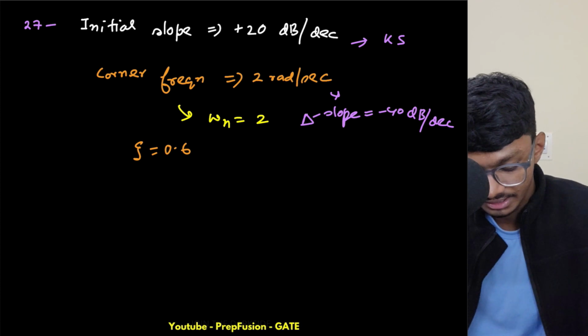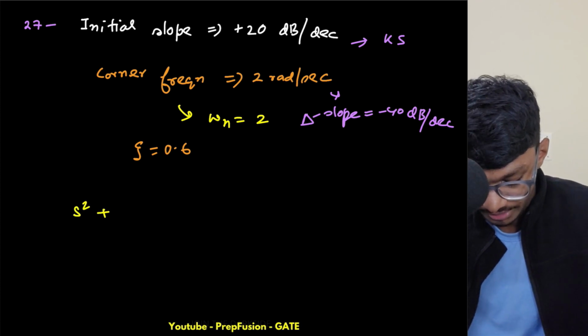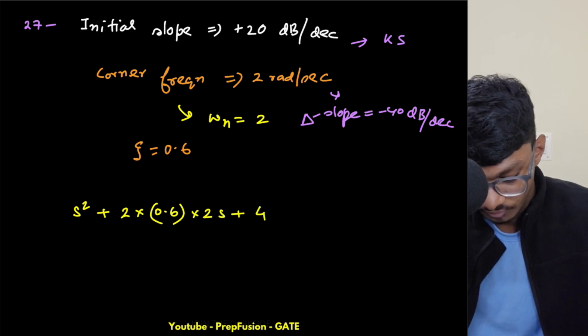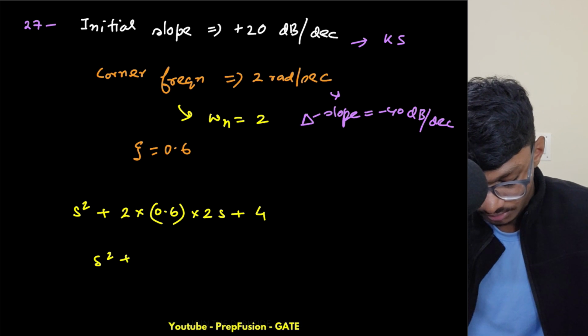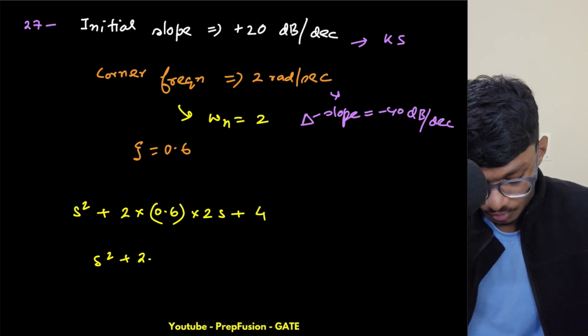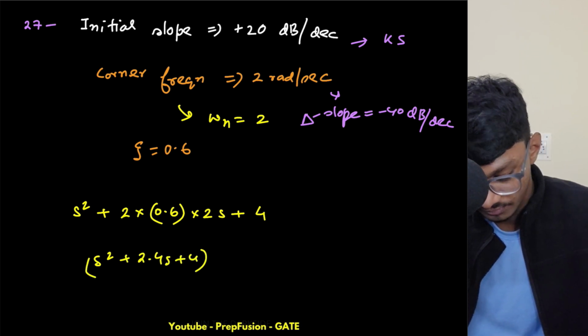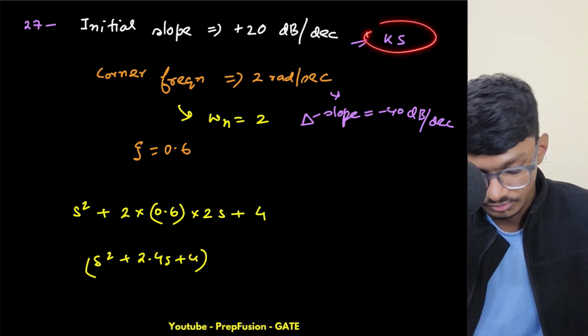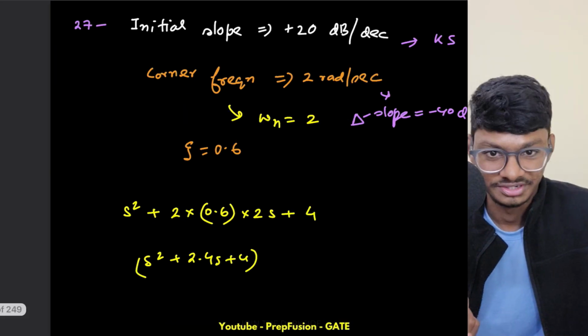So obviously I can write the characteristic equation from this. It will be s square plus 2 zeta, 0.6, into omega n, 2, s plus omega n square, 4. So this is s square plus 2.4 s plus 4. These are the only terms. Okay, so let's write the transfer function.